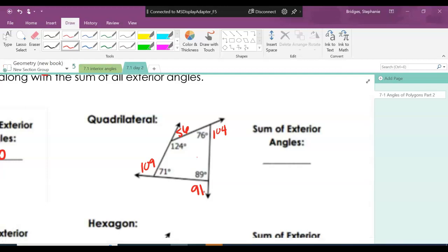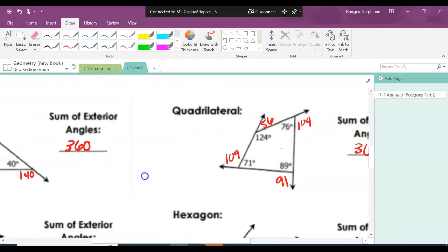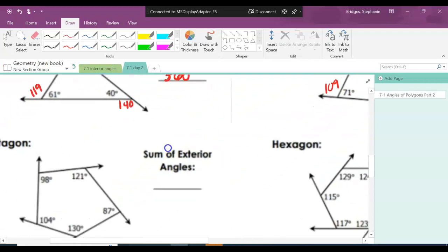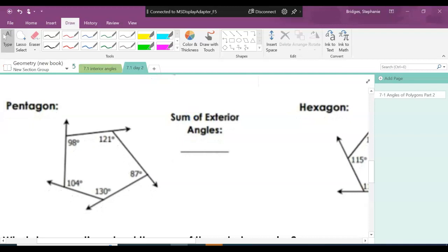On the quadrilateral, I got that my exterior angles were 109, 56, 104, and 91. Is that what everybody else got with those? Okay, and then I'm going to add all of those together. 109 plus 56 plus 104 plus 91. What did we get for the sum? 360. Well, that was weird. It was 360 for a triangle too, wasn't it? Okay. We're going to keep working.